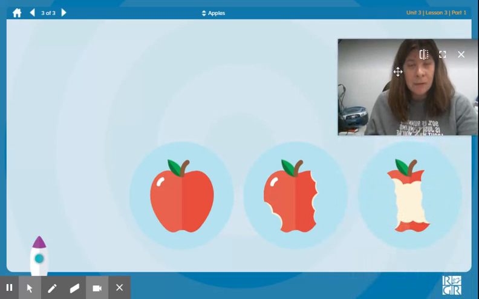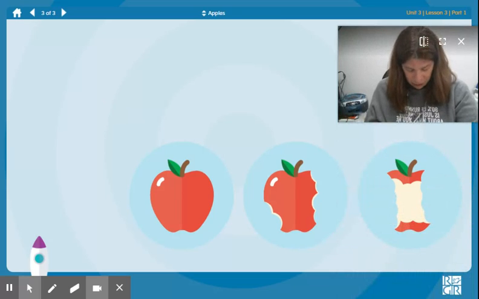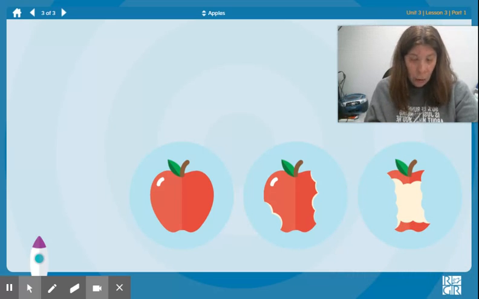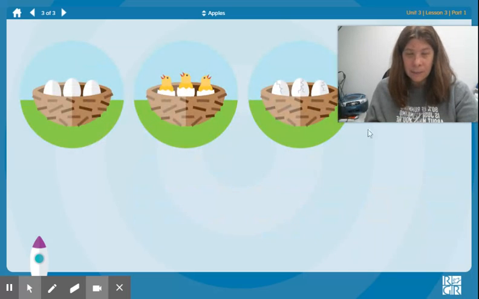I'm going to have to move that up so you can see all the pictures there. Yes, after I finished eating the apple, I only had the core, or the inside of the apple, left. Throwing away the core was the last part of the story. These pictures show the story of when I was hungry and ate an apple. It is in the order that it happened. Let's try another story.